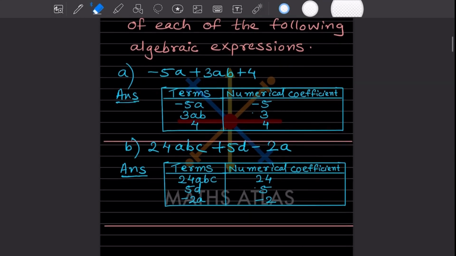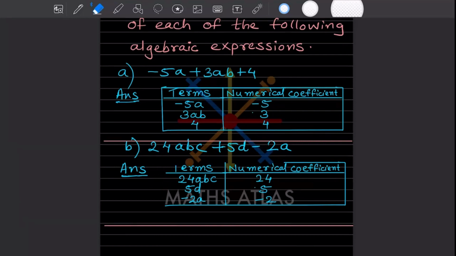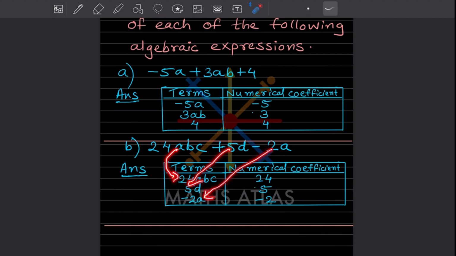Okay. So now the next one says that these are the terms. This one term, this one term, this one term and this one term. Same term over here, same term over here, along with the sign. Now we will cut down the variables. So the coefficient is 24. Cut down the variable, the coefficient is 5. Cut down the variable, the coefficient is minus 2. So hope that is clear. By this way, we have completed this chapter.